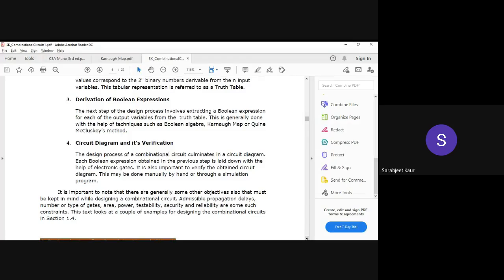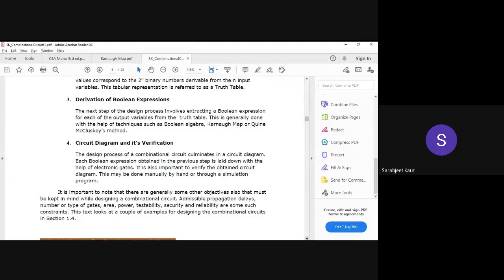Quine-McCluskey's method. Now, the next step is that once we've drawn the truth table, we derive the Boolean expression corresponding to the output function f, as we have seen in the Karnaugh maps. So what do we do in Karnaugh maps? We used to have a truth table. From that truth table, we drew the corresponding Karnaugh map and we got the reduced expression using Karnaugh maps.